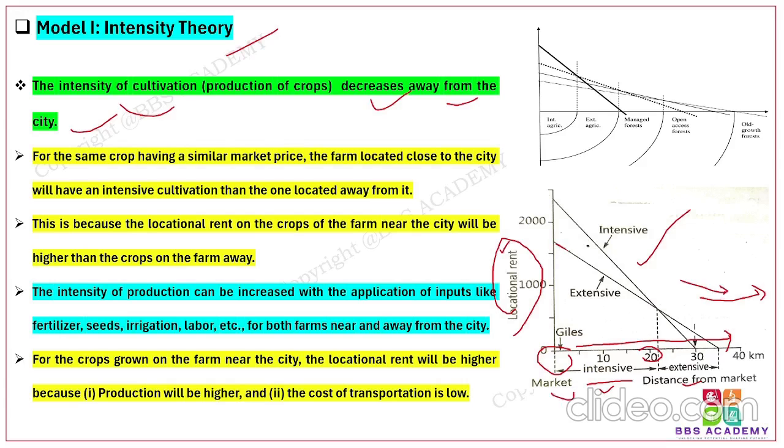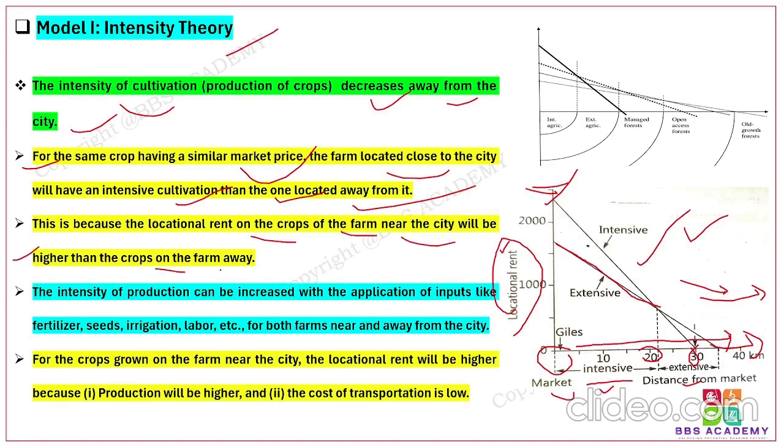From this graph we can see that within 20 kilometers there is the highest locational rent. Here is the maximum locational rent, and from this region to this region, the locational rent also decreases, or declines. If we read the statement: for the same crop having a similar market price, the farm located close to the city will have more intensive cultivation than the one located away from it. This is because the locational rent on the crops of the farm near the city will be higher than the crops on the farm away.